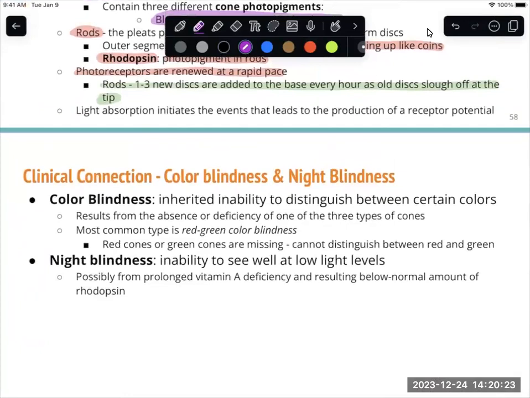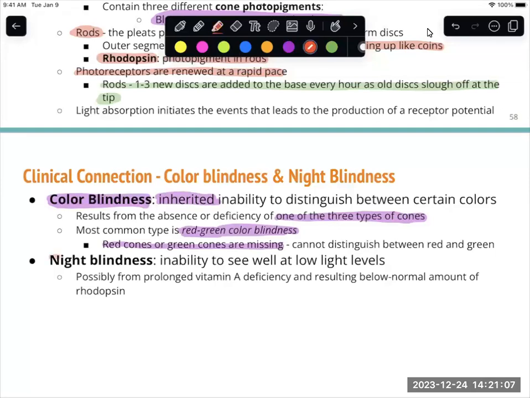If you're colorblind or know somebody who is colorblind, color blindness is inherited. It's an inability to distinguish between two colors. They usually have a deficiency of one type of cone, the red, green, or blue cone. But the most common type is red-green color blindness. In red-green color blindness, either the red or the green cones are missing, so they can't tell the difference between red and green.